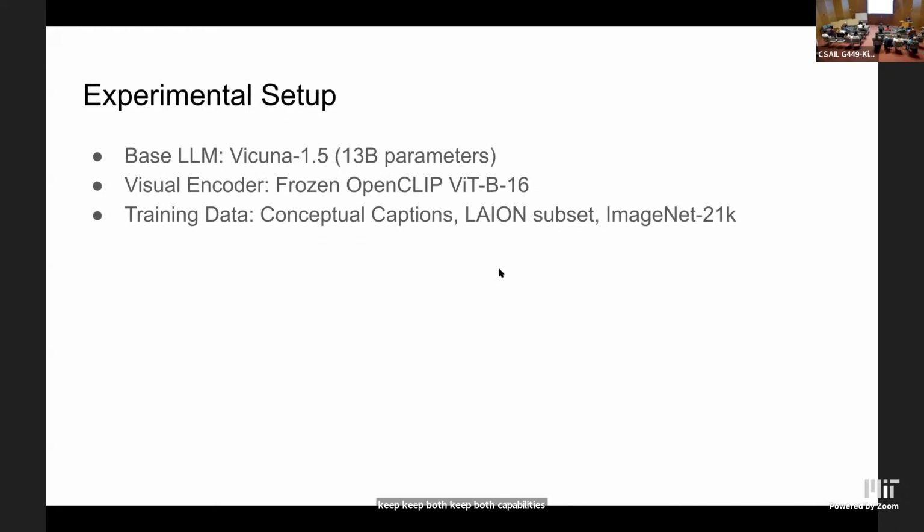Okay, so let's move on to experiments. For the base LLM, we're using Vicuna 1.5, which has 13 billion parameters. For the visual encoder, we're using a frozen OpenCLIP ViT-B/16. If that tells you anything; if not, don't worry about it. And then training data is Conceptual Captions, a subset of LAION, and ImageNet-21K. By the way, ImageNet-21K is not a captioning dataset, but we convert it to captions with a kind of template-based conversion.